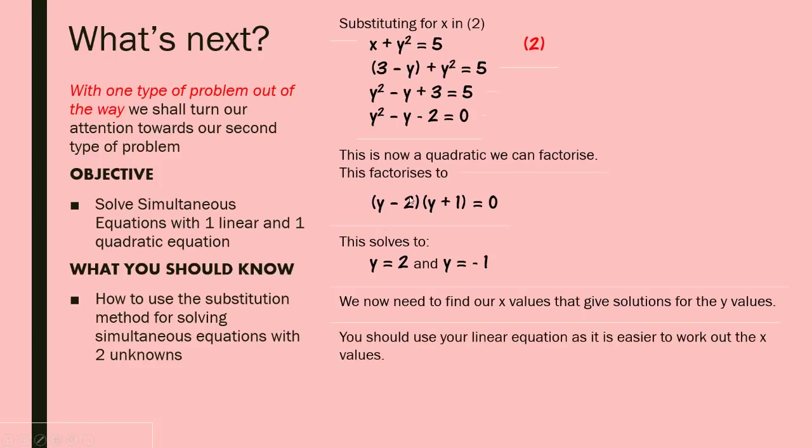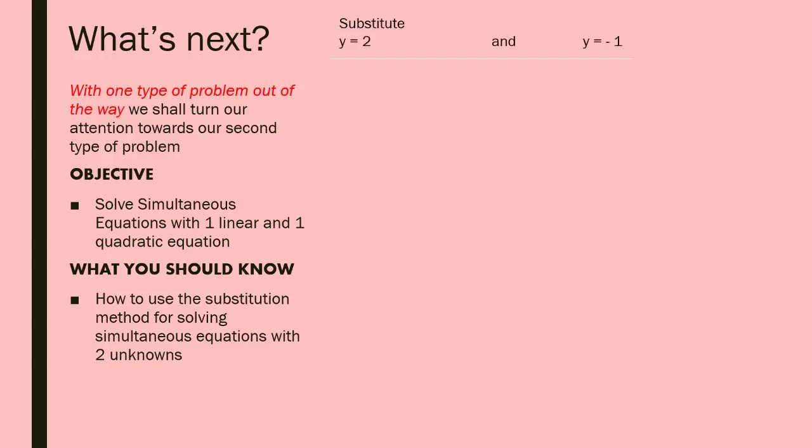We're going to use the linear equation. We're going to substitute these numbers back into the linear equation, x plus y equals 3, to work out the x values. You can use the quadratic, but the numbers are just a bit more messy, and it's easier. We always like the shortest route to a solution in maths, so we'll use the linear equation. So we're going to substitute y equal to 2 and y equal to minus 1, and I'll follow those down.